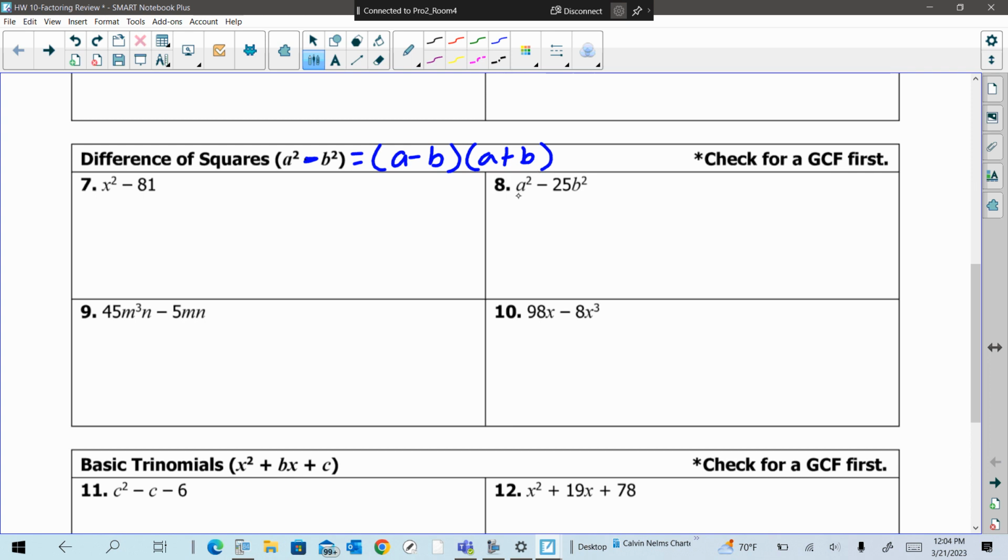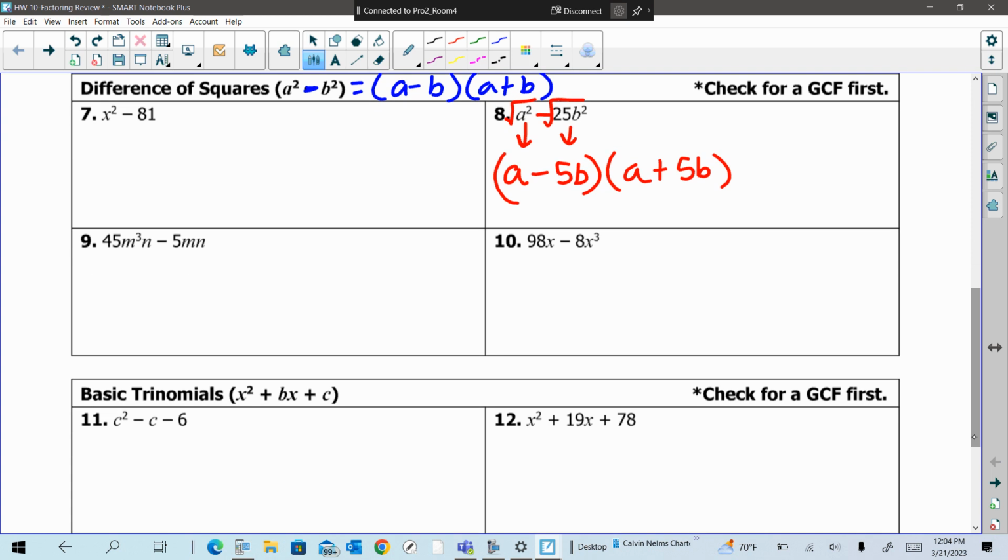Well, on here, I don't have a GCF because this has an a, that has a b. So now I'm just checking that, yes, I have a difference, I have a subtraction, and then I'm checking the square root. So this comes out to be a here. This becomes 5b. So one of my factors is a minus 5b, and then a plus 5b.